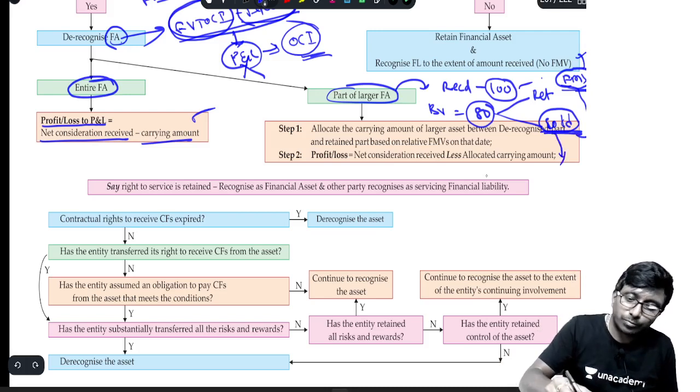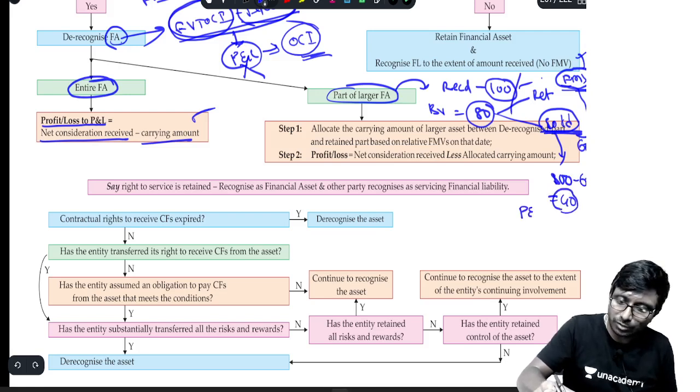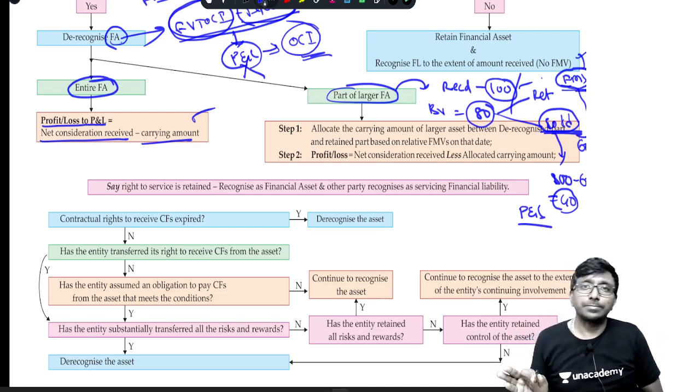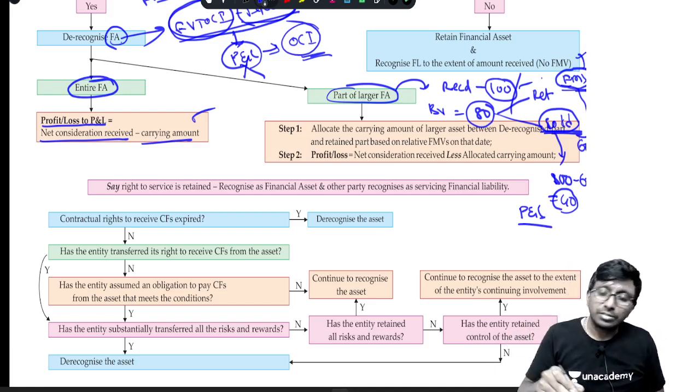Suppose out of the 80 book value, say for example, 60 comes to the sold part. You sold it for 100. 100 minus 60 comes to 40. That 40 will be transferred to profit and loss. This is the simple thing.